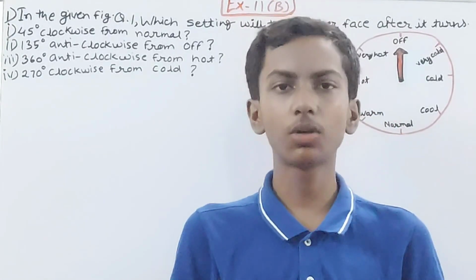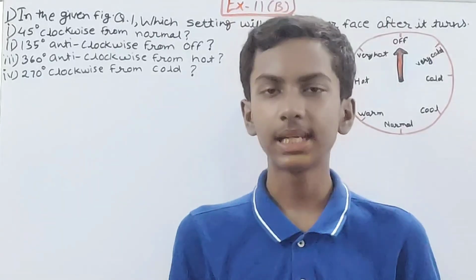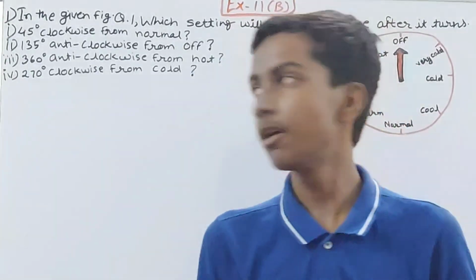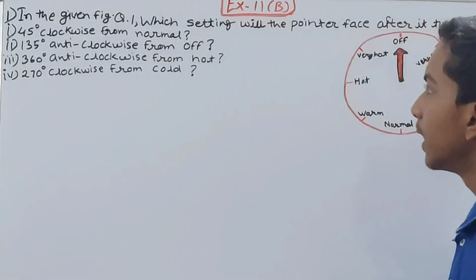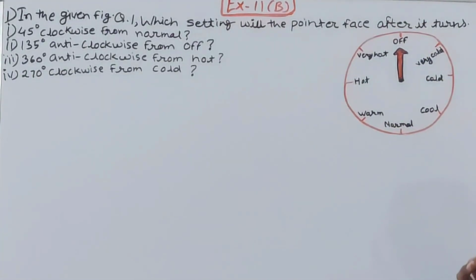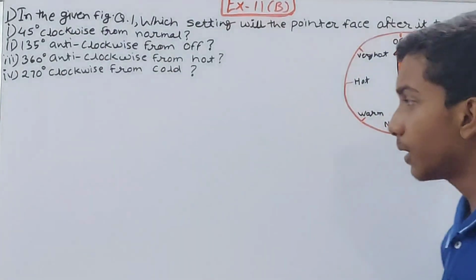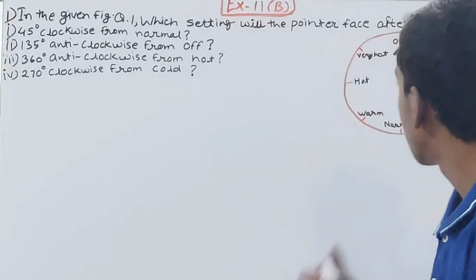In this video we are going to solve ICSE Mathematics class 6 chapter 11, angles and their properties, exercise 11B, question number 1. In the given figure, which setting will the pointer face after it turns? You can see this is the pointer, the arrow, and these are the settings written around it: off, very cold, cold, cool, normal, warm, hot, very hot, and then off. Right now it is at off.